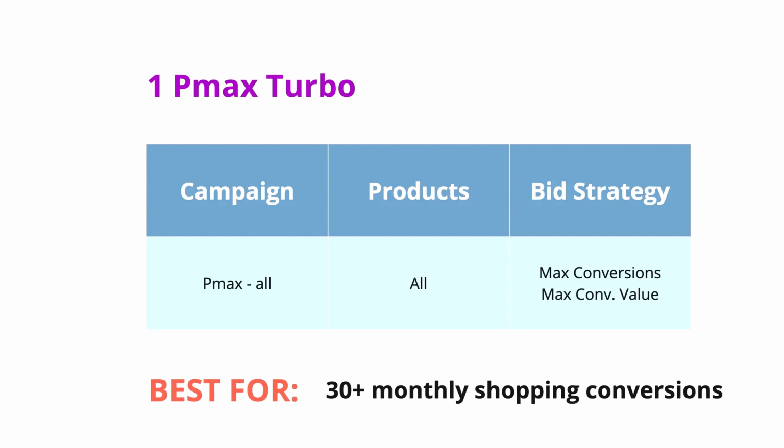It's great for beginners and can perform really well, especially for campaigns with at least 30-50 monthly sales. With this setup, you use either maximize conversions or maximize conversion value bidding, but without setting specific performance targets. This means you won't spend more than your monthly budget.